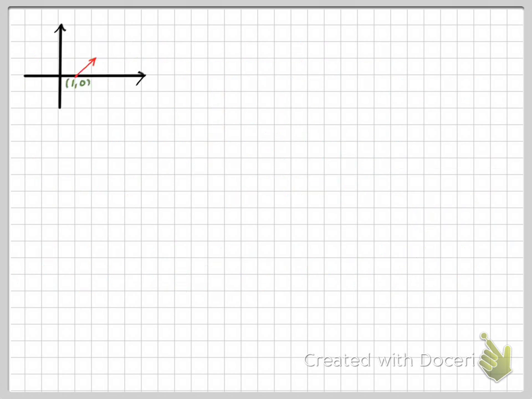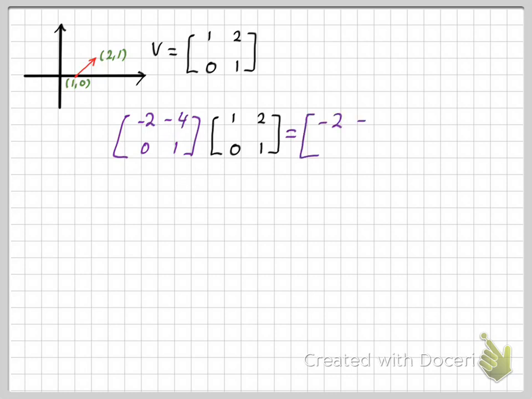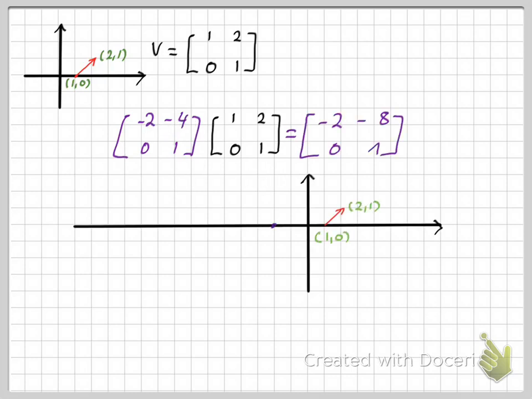Then if you multiply this matrix by V, you get a new vector, which is the representation for the new vector after applying those four linear transformations onto this red vector.